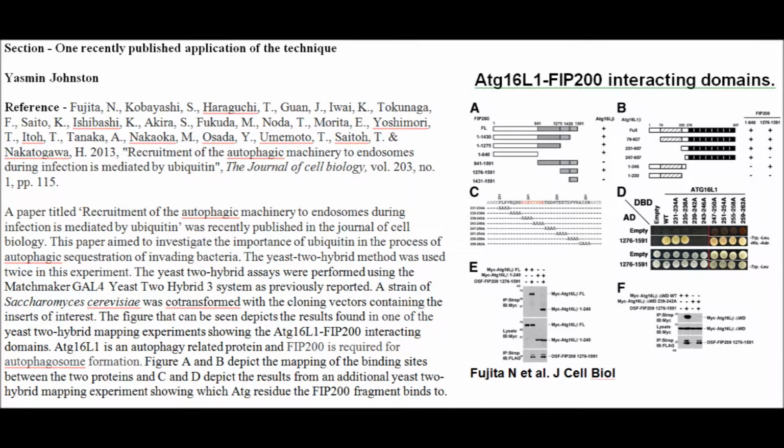Figure A and B depict the mapping of the binding sites between the two proteins, and C and D depict the results from an additional yeast-2 hybrid mapping experiment showing which ATG residue the FIP200 fragment binds to.